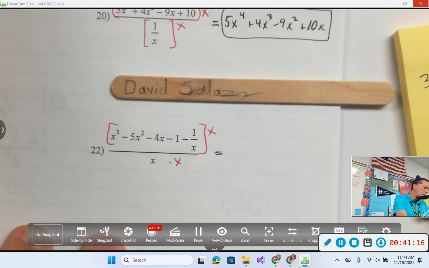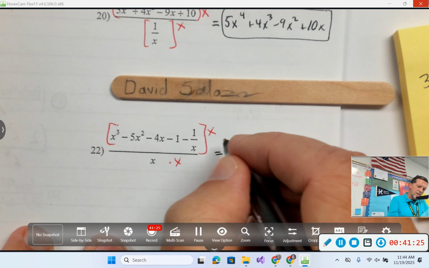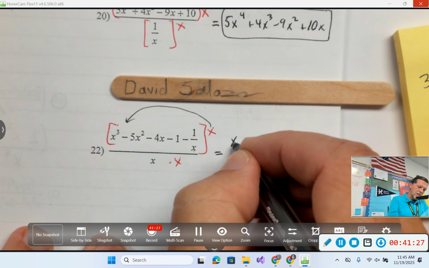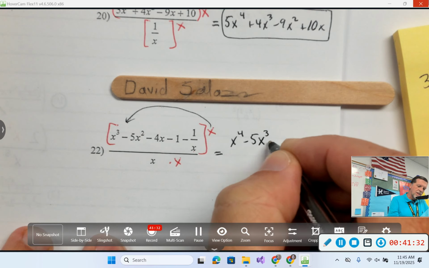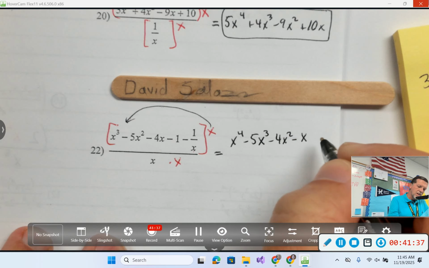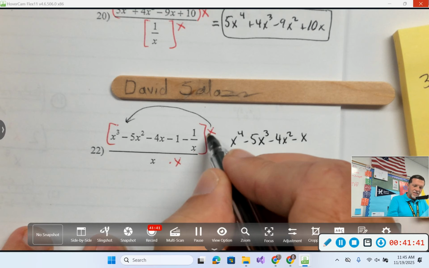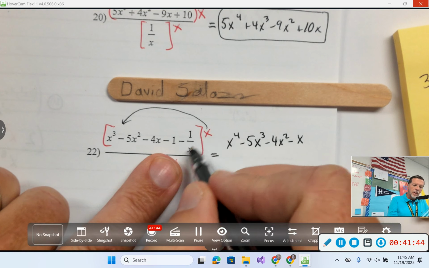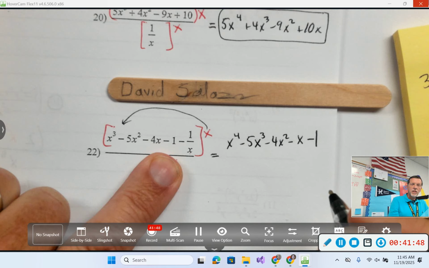David, I'll put you on the spot. Can you multiply x to the top for us? Yep. Minus 5x, 3, and minus 4x squared, and minus x. Uh-huh. One more. Oh, in the bottom? No, still in the top. The x's cancel, but there's still plus x, a minus 1.